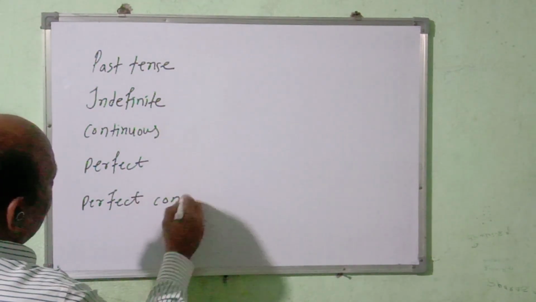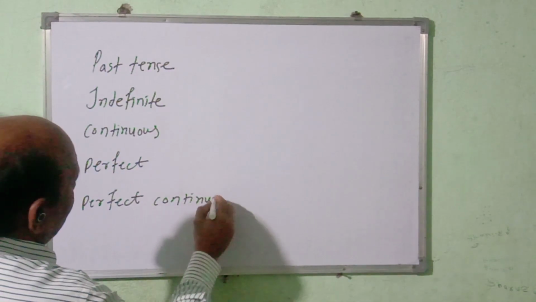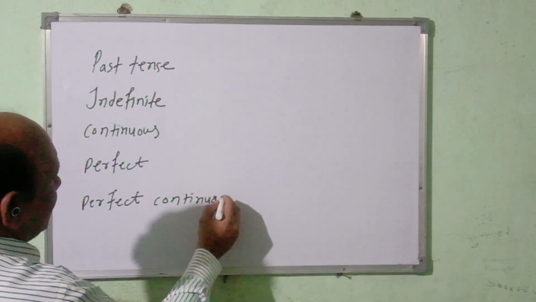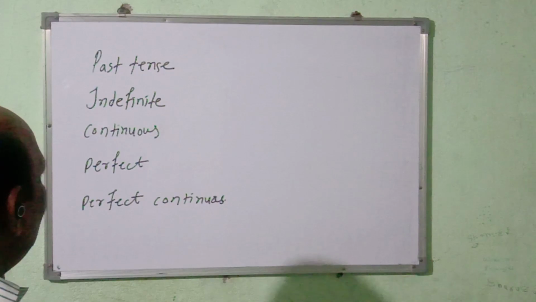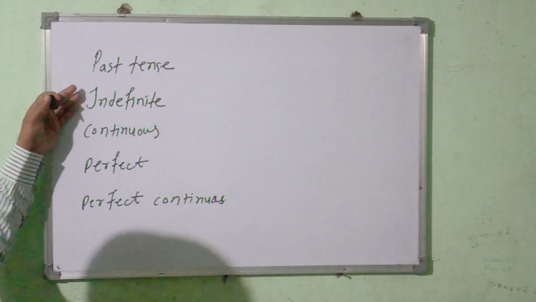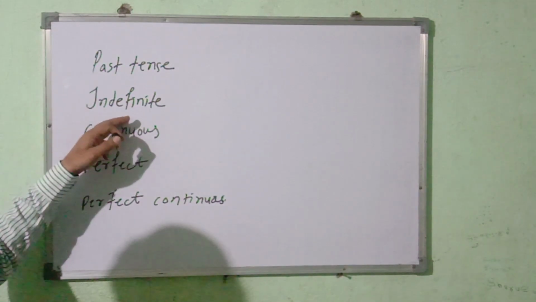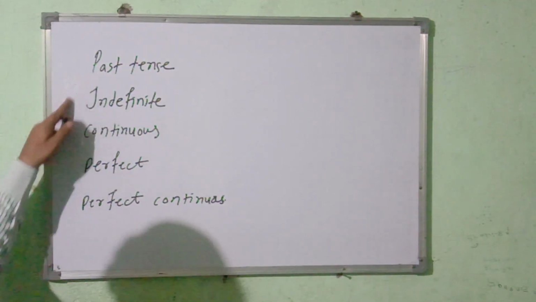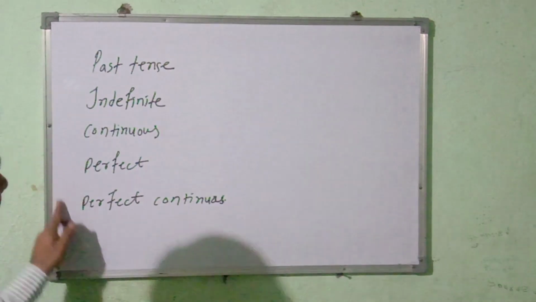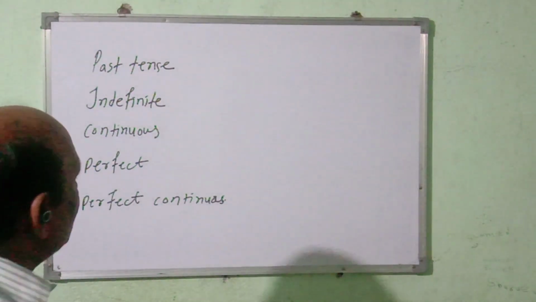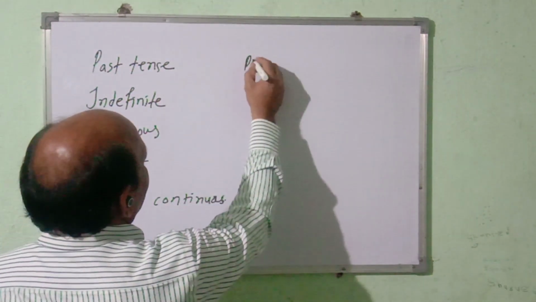Perfect continuous tense. Okay. So these are the four parts of each tense. So we have to read like this: past indefinite tense, past continuous tense, past perfect tense and past perfect continuous tense. Next one is the present tense.